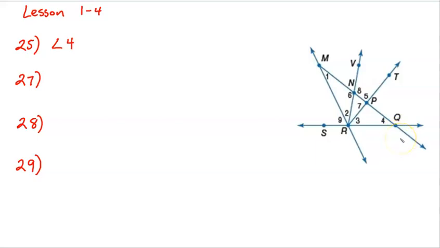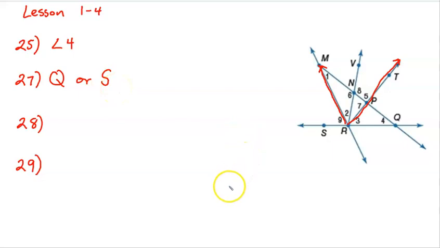All right, 27, name a point in the exterior of MRT. Let me just highlight MRT for us. There's a couple of choices here. This would be the interior of the angle, and of course this is the exterior. So for the exterior, you could name point Q. You could also name point S. You don't have to name both, but those are two options that you have.